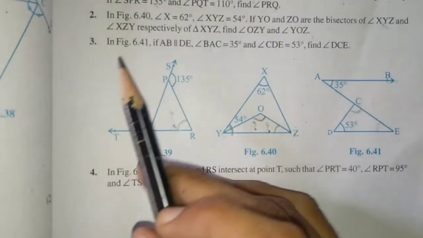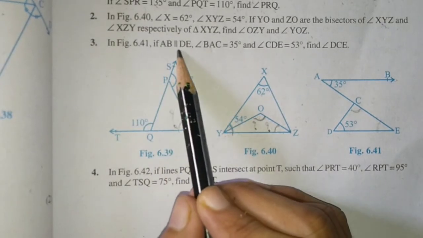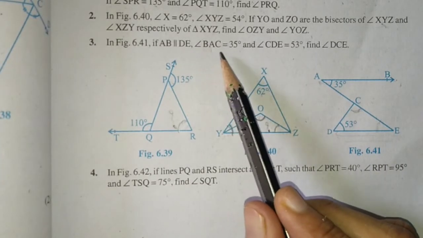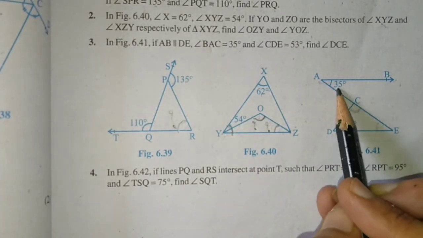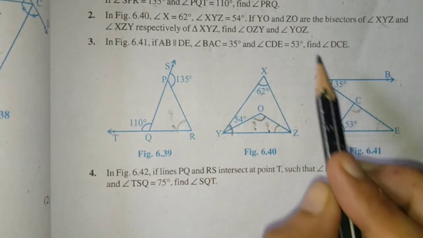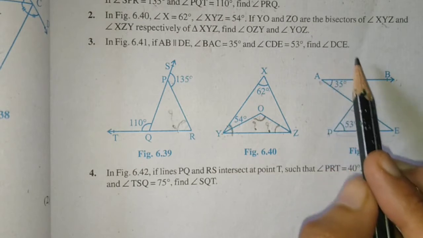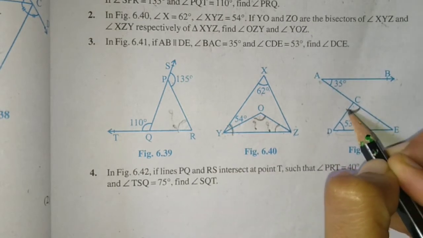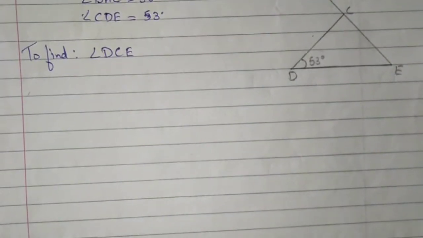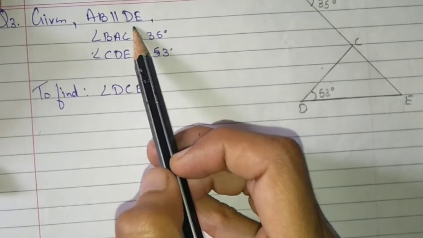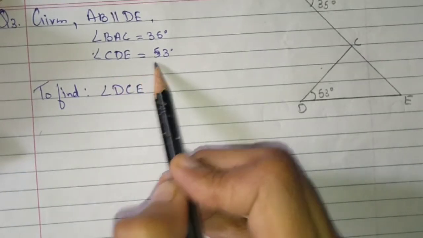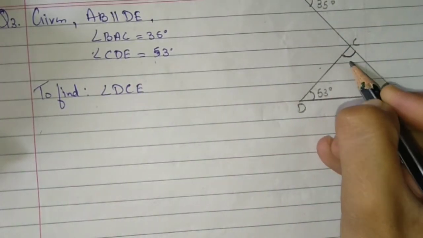Question number 3. In figure 6.14, if AB is parallel to DE, angle BAC is 35 and angle CDE is 53, find angle DCE. This angle we have to find out. Whatever is given, I have written here: AB parallel to DE, angle BAC equal to 35, angle CDE equal to 53, and we have to find this angle.